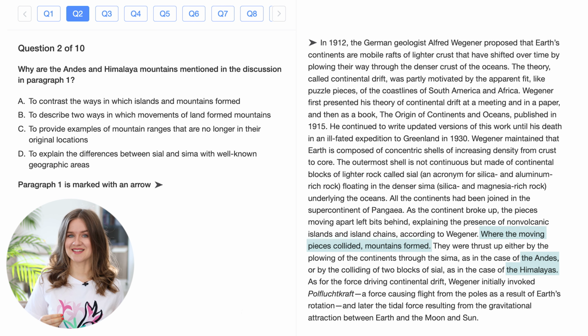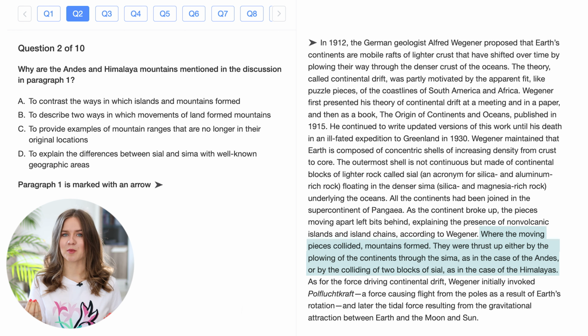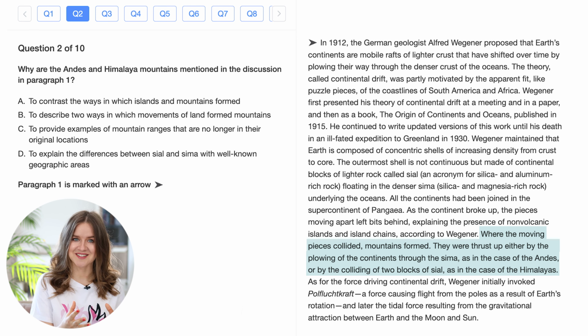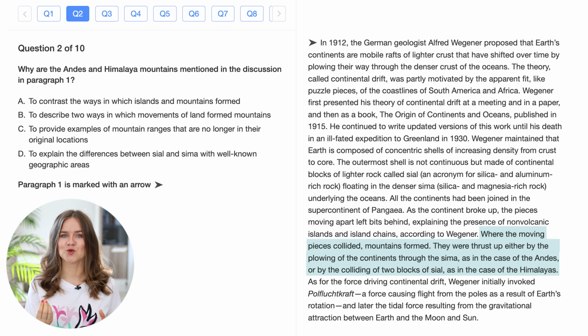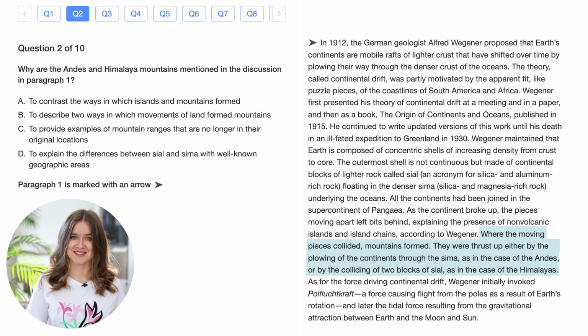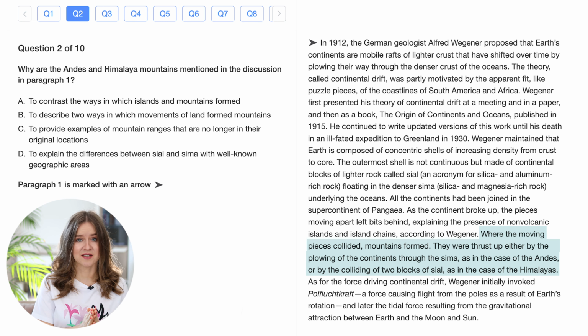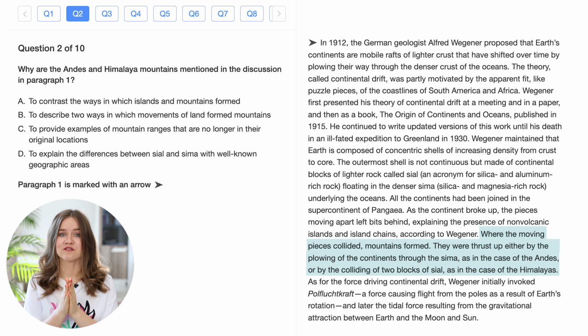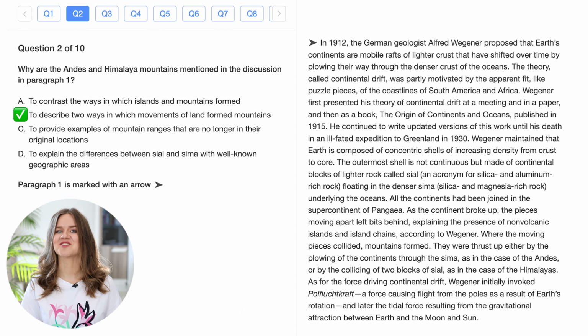"Where the moving pieces collided, mountains formed. They were thrust up either by the plowing of the continents through the Sima, as in the case of the Andes, or by colliding of two blocks of soil, as in the case of the Himalayas." This means that the Andes and the Himalayas were formed in different ways, which makes answer B correct. Great job! On to the next question.